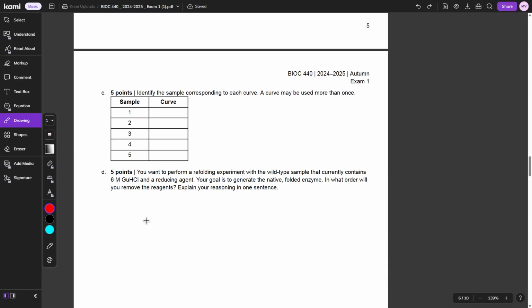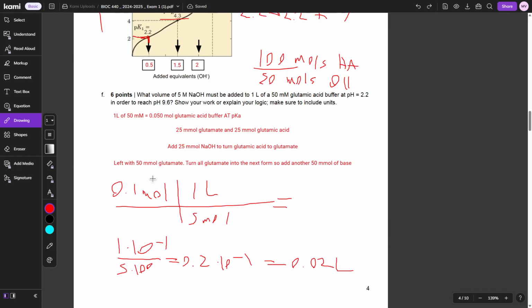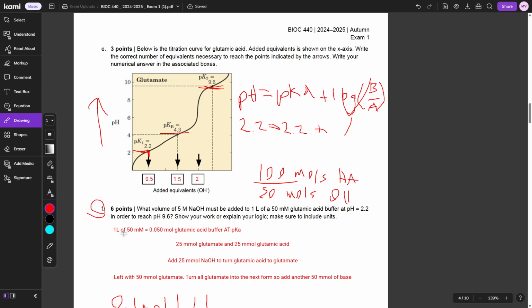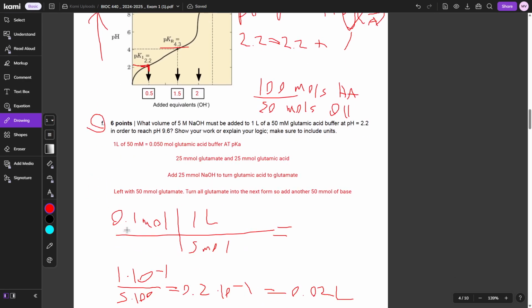Let's see here. I'll go ahead and do this one because this is the mean question too. We have some solution of sodium hydroxide that we can add. We're doing a titration. This is a buffer question. So we start with 50 molar glutamic acid buffer at pH 2.2.